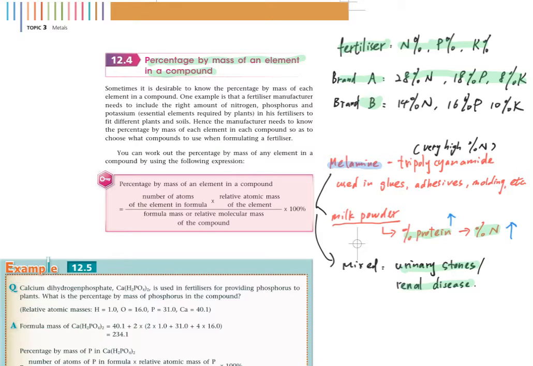Now we go back to the percentage by mass of an element in a compound. If we want to find it, we just need to take the number of atoms of the element in the formula, multiply by its relative atomic mass, divide by the formula mass or relative molecular mass, and then times 100%, and you can find it. Okay, let's see the following example.